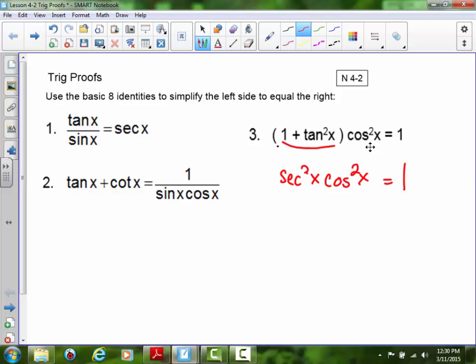All right, so now that I have secant squared x, I know that's 1 over cosine squared x, again from my identities, times cosine squared x. And because I'm multiplying, like factors in the numerator and denominator divide out to 1. So this is 1 equals 1.